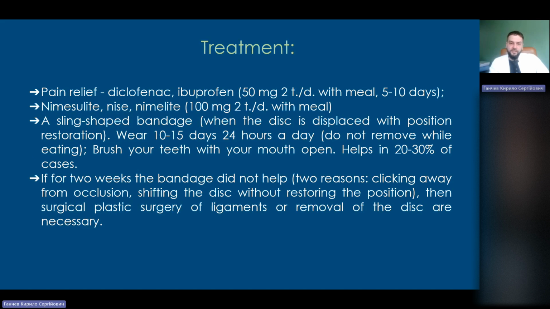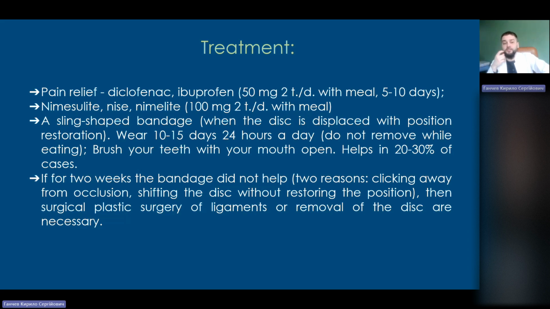No problem. You see everything, treatment. Pain relief: diclofenac, ibuprofen, and others. Nimesulide. Sling-shaped bandage. If 2 weeks of bandage did not help, then surgical plastic surgery of ligaments or removal of the disc are necessary. That bandage the patient can buy in a pharmacy or in some pharmacy-like stores, or you can make it by yourself.